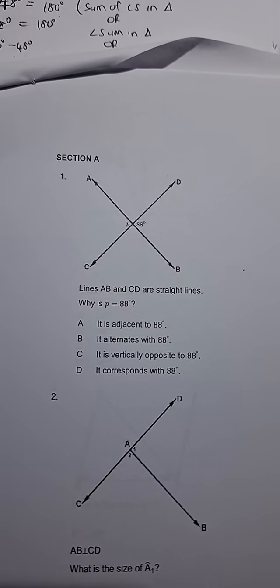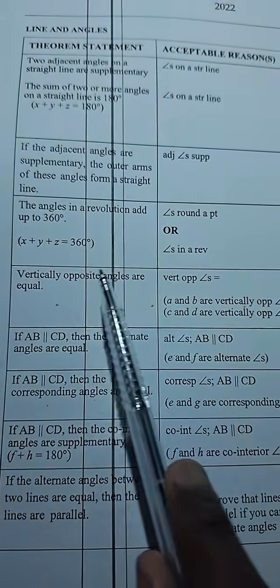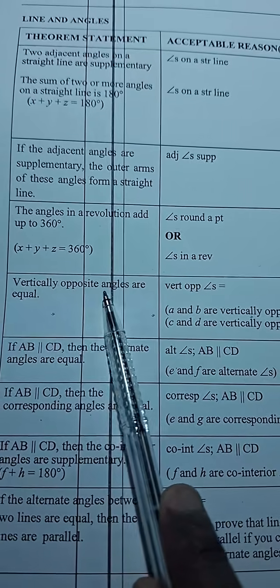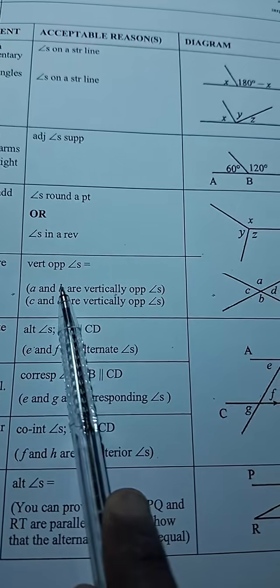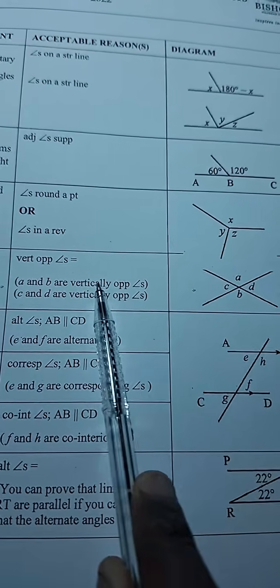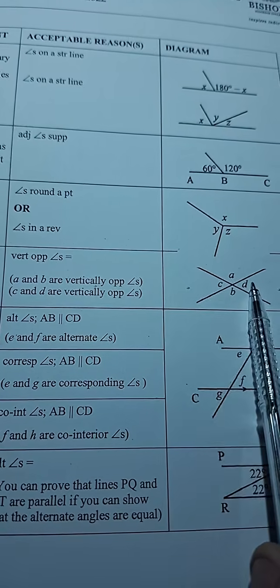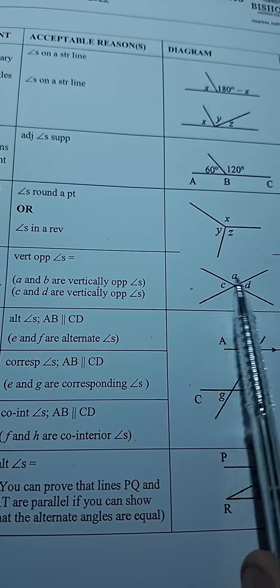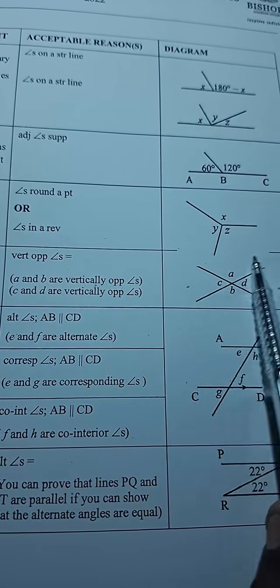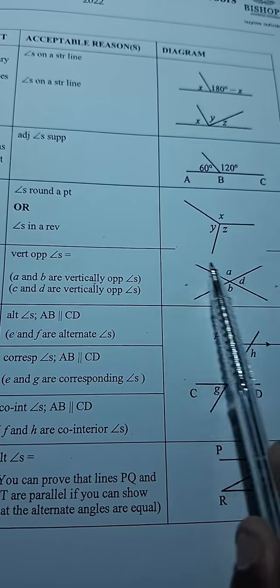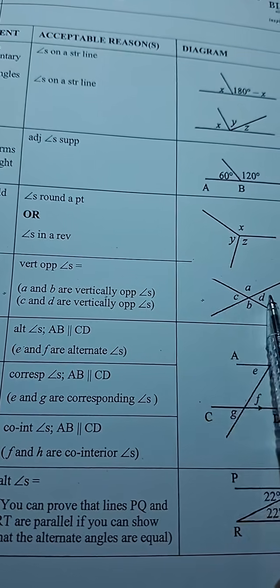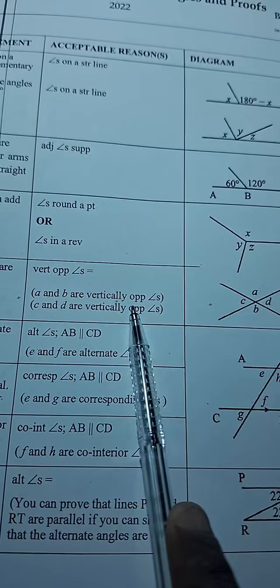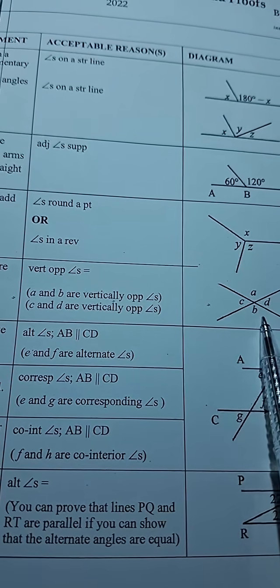The theorem that informs that is this theorem, and I want us to look at it very quickly. It says vertically opposite angles are equal. If you look at the diagram here, we say A and B are vertically opposite angles, and C and D are also vertically opposite angles. It is important that two straight lines must intersect each other for us to consider them as vertically opposite angles. C and D are vertically opposite angles, and A and B are also vertically opposite angles.